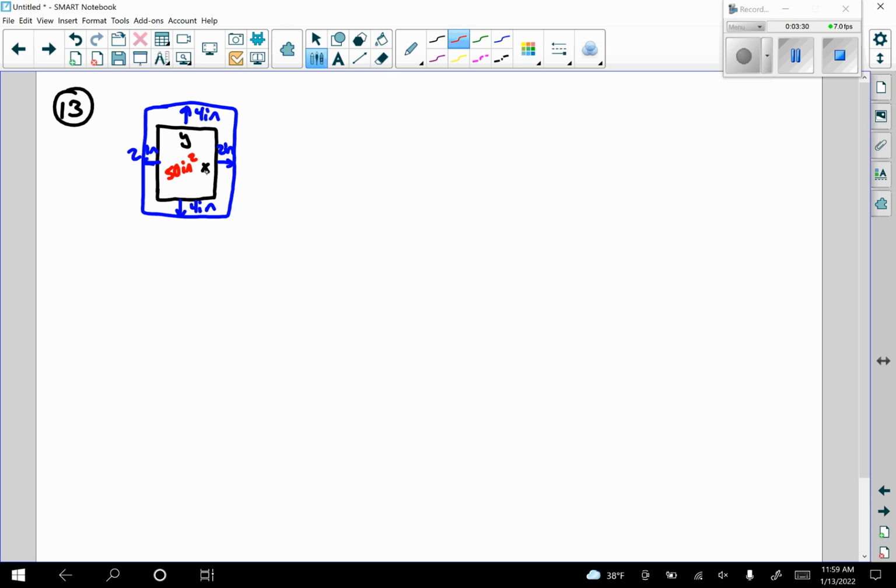So that means the area of the inner rectangle will be calculated by just multiplying x times y. So 50 would equal x times y. And we'll come back to that because that's going to be a helping equation here. But the question is, what overall dimensions will minimize the amount of paper used?